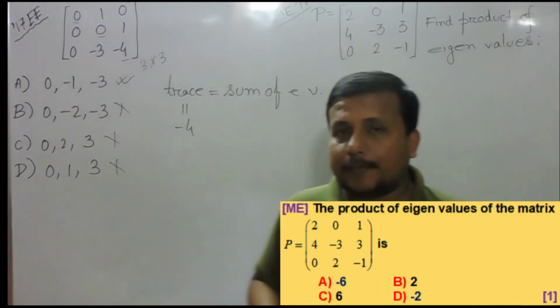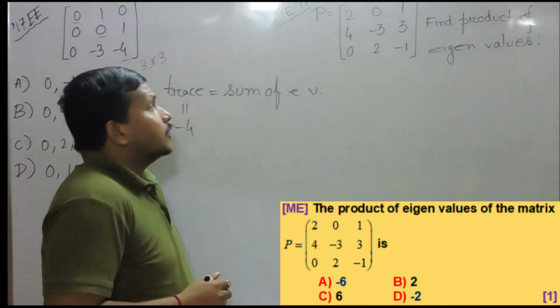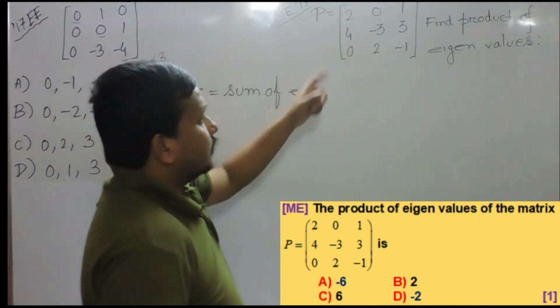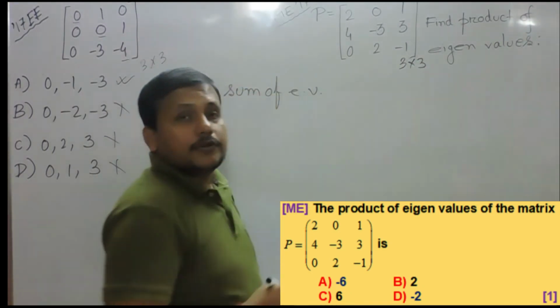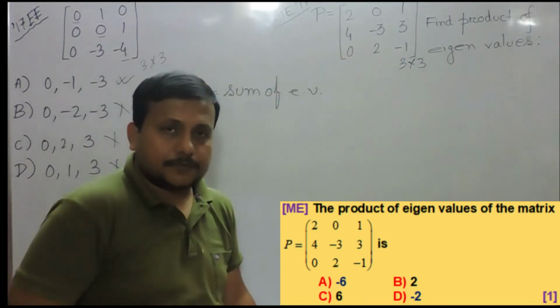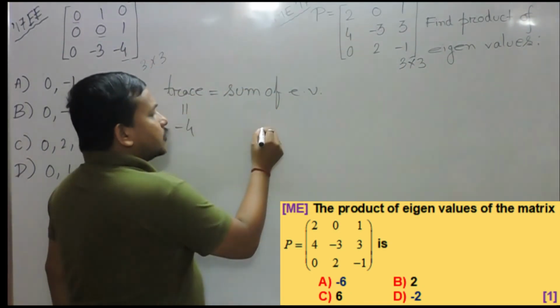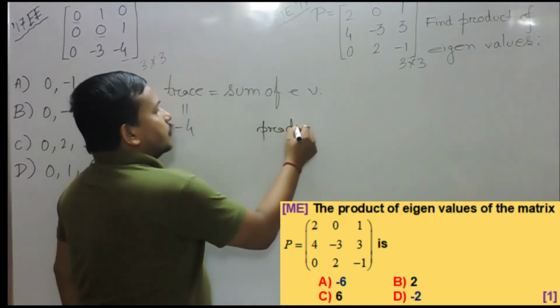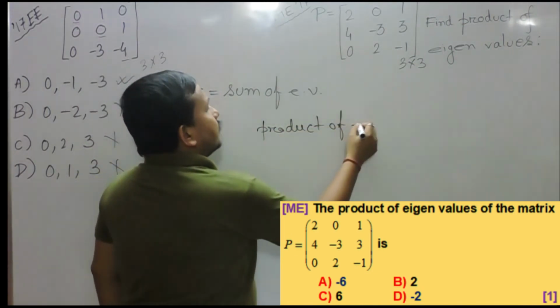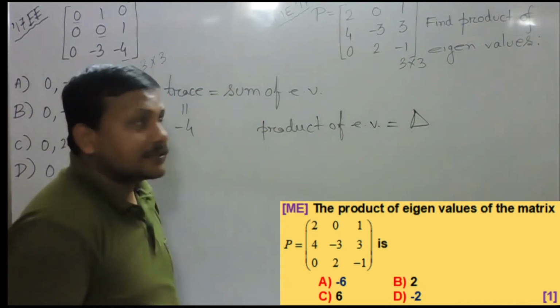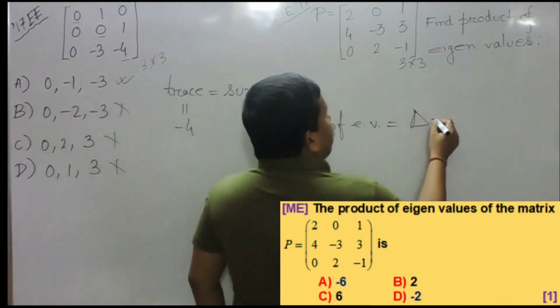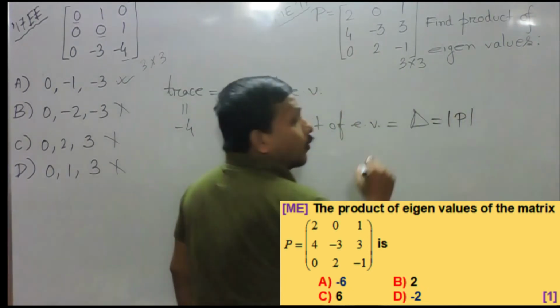Now move to the question from Mechanical 2017. To this question, it is given to you that a 3 by 3 matrix is there and you have to determine the product of eigenvalues. We all know that the product of eigenvalues is equal to the determinant value of the matrix. Since the matrix is P, we can denote the determinant value as mod P.